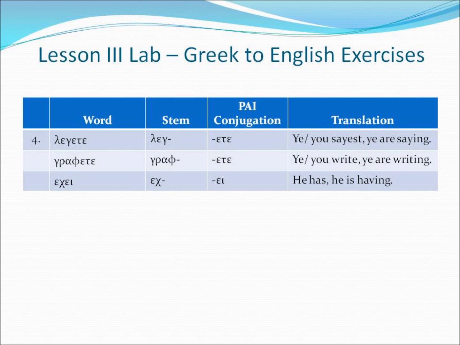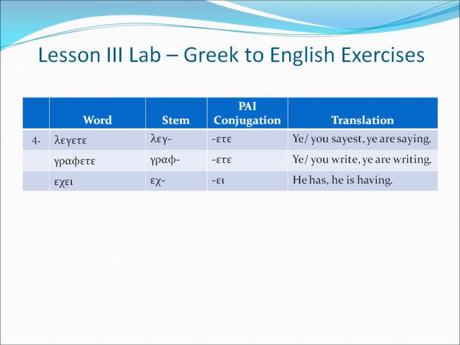Next example, legete. Stem, leg, from lego. Present active indicative conjugation, ete. O, ace, a, amen, ete. So it's a second person plural. Ye, or you, sayest, or ye are saying. Graphete, next word, comes from grapho. Ete, once again, that's a second person plural. Translated, ye, or you write, or ye are writing.